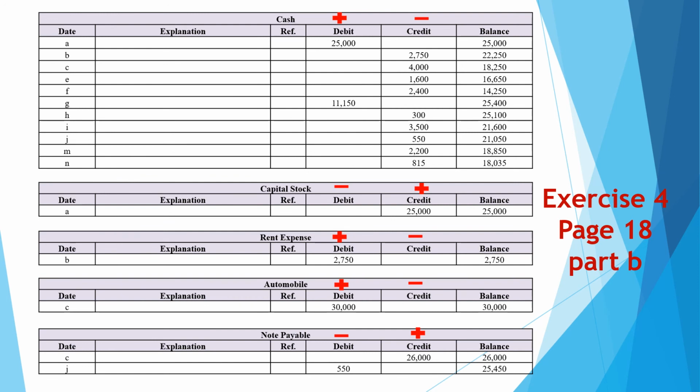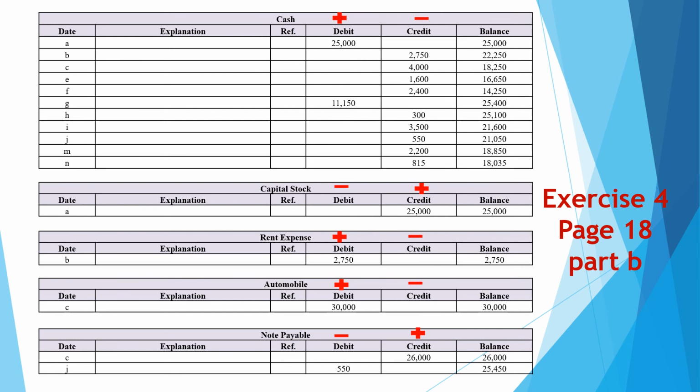Question B of this exercise is to prepare the general ledger using the three-column form. So we have to transfer the amounts and the accounts from the journal. Keep in mind, when preparing the general ledger, we have to put the journal in front of us. Every account that appears in the general journal should be transferred to the general ledger.